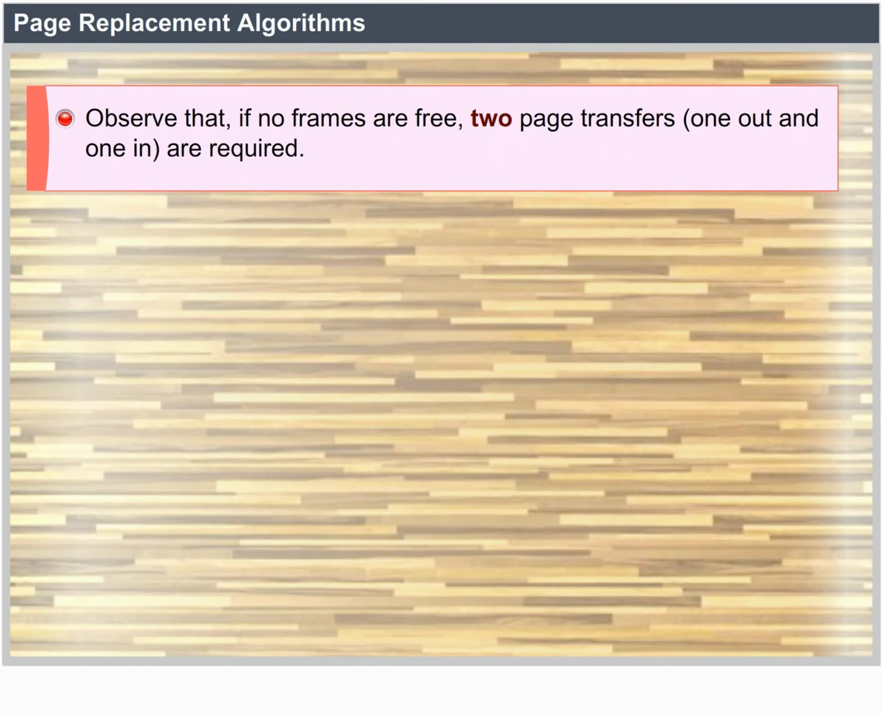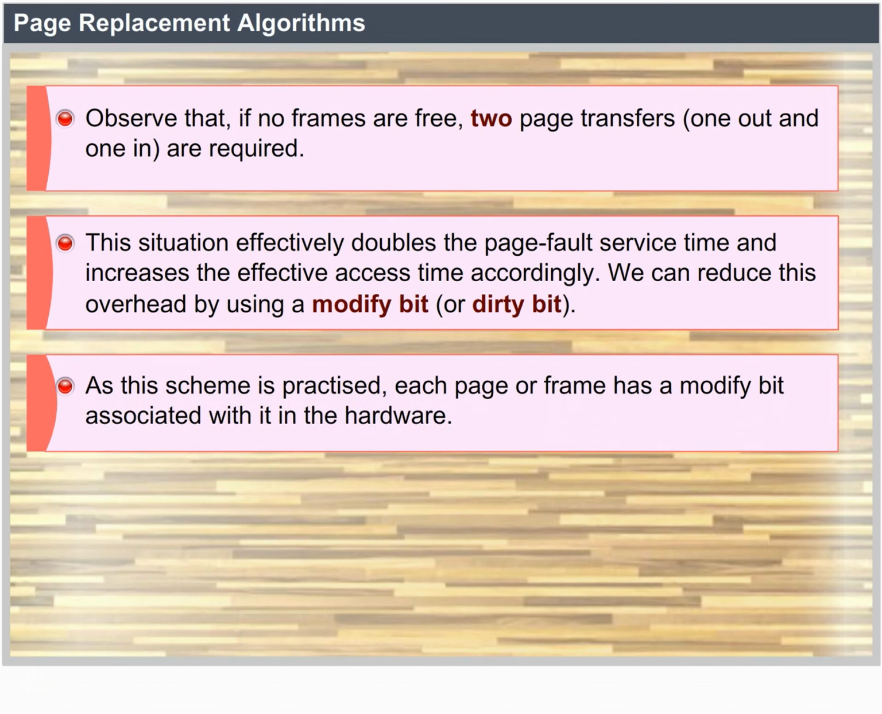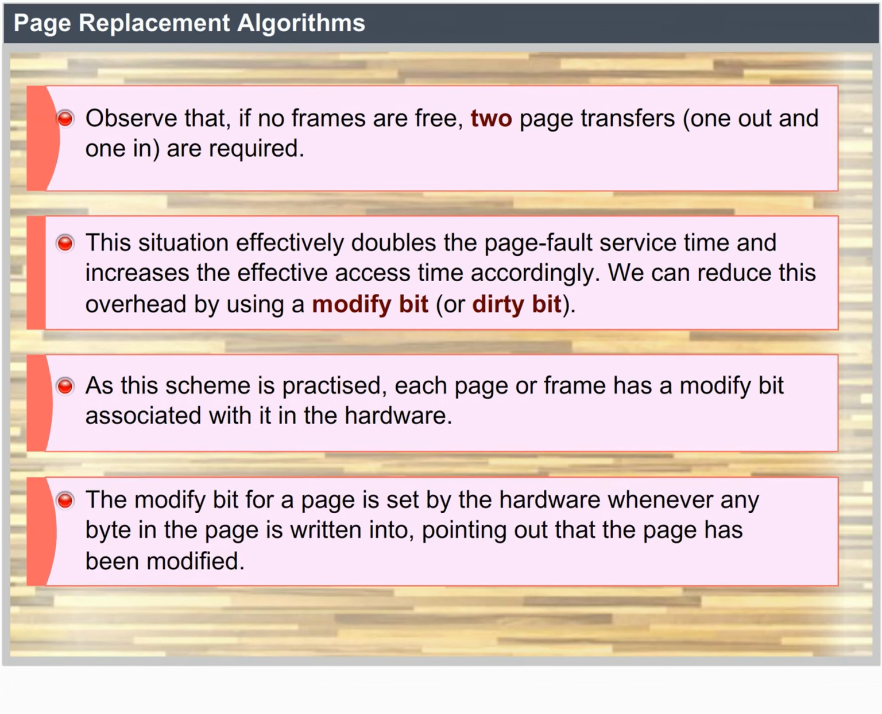Notice that if no frames are free, 2 page transfers, one out and one in, are required. This situation effectively doubles the page fault service time and increases the effective access time accordingly. We can reduce this overhead by using a modify bit or dirty bit. When this scheme is used, each page or frame has a modify bit associated with it in the hardware. The modify bit for a page is set by the hardware whenever any byte in the page is written into, indicating that the page has been modified.